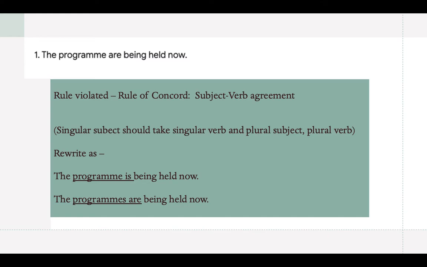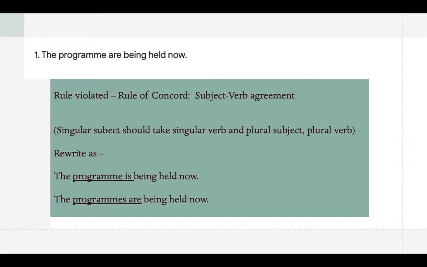Obviously, it is an erratic sentence, or it is a sentence that has a mistake in it. And what is wrong with it? The fact is that you cannot have program and are going together. When you write about this error, as I told you in the previous class, you need to be very specific about it, and you need to use the correct terminology. So the rule that is violated in this sentence is the rule of concord.